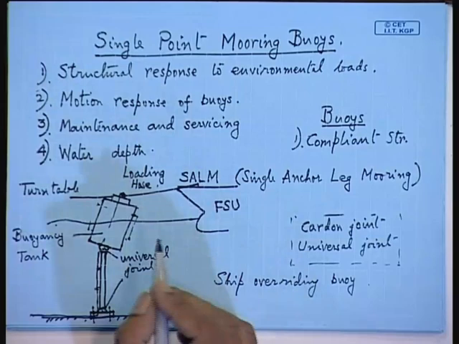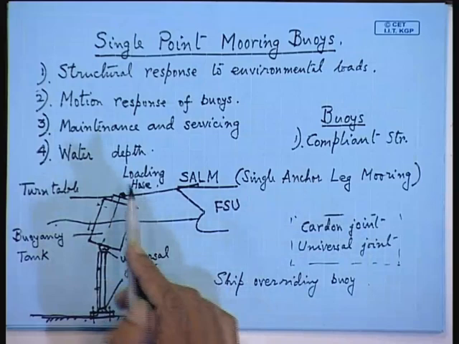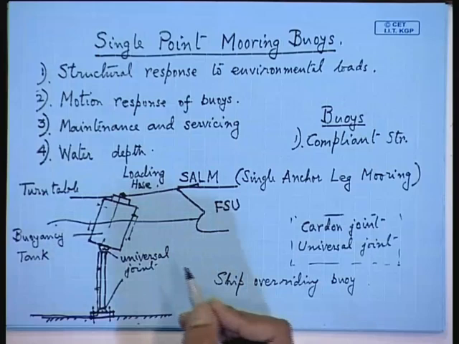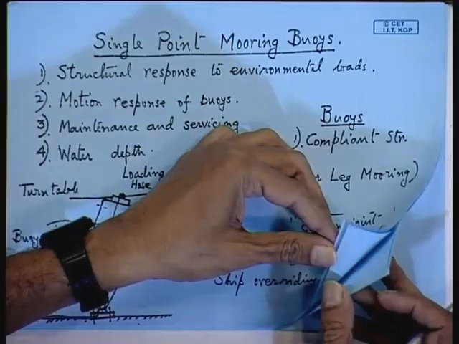Now one thing you can see is that there are no mooring wires attached to the buoyancy tank or the buoy itself. So you will have a lot of motions about this joint. There is no restraint actually. But these are actually small buoys, so we are not much bothered about it. The only thing that you can bother about is the ship overriding the buoy.